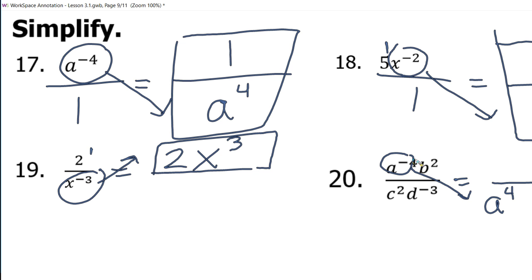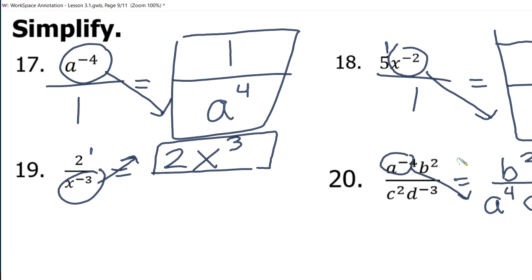Now for the b, does it stay or does it need to move? It stays. So b squared stays up top. Its exponent is positive, so it doesn't move. What about c squared? Does it stay or does it move? Yeah, if it's a positive exponent, it's going to stay where it's at. So c squared stays in the denominator.